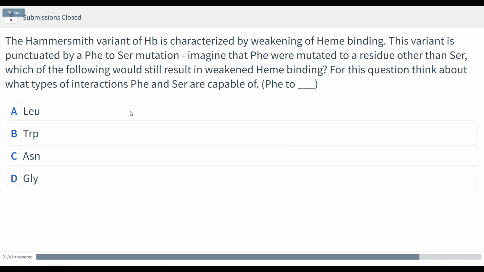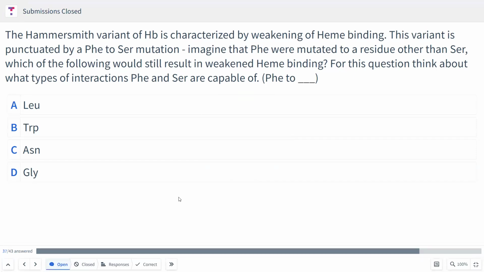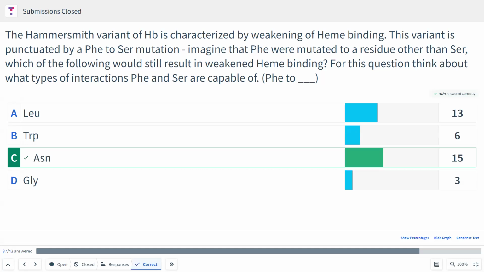Okay, everyone. So this, I think, is a really good test question, because it brings back old stuff and applies it. So it's applied knowledge of amino acids. Let's take a look at the correct answer, then we'll dissect this question. Okay, the correct answer was asparagine. A popular answer was asparagine. Our second most popular answer was leucine. We also had tryptophan and glycine.